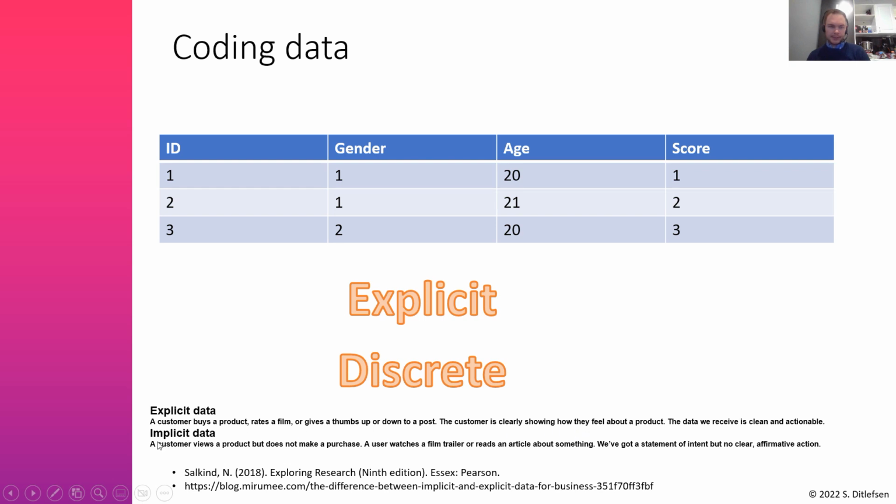The opposite of explicit is implicit data. And implicit data: a customer views a product but does not make a purchase. A user watches a film or reads an article about something. We got a statement of intent but no clear affirmative actions.